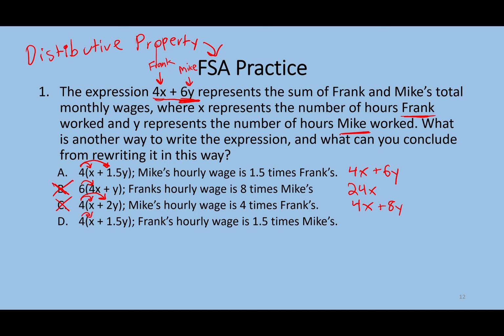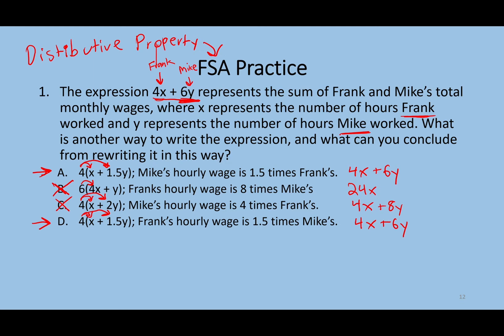4 times x, okay, that's 4x. And 4 times 1.5, well, that's going to be 6y. So far, mathematically, A and D are possible answer choices. I did that without having to worry about the sentences afterwards. So, you know what? I'm doing pretty good so far.